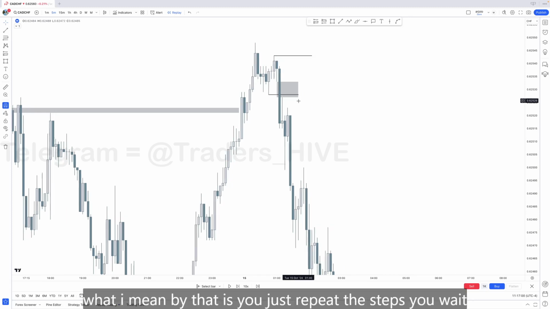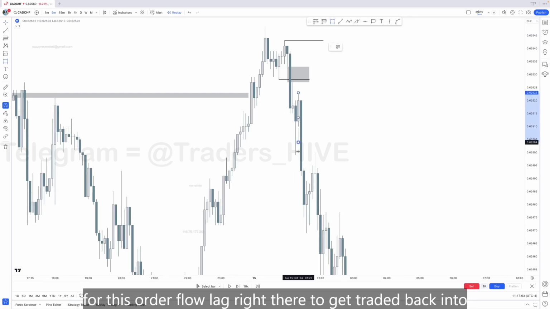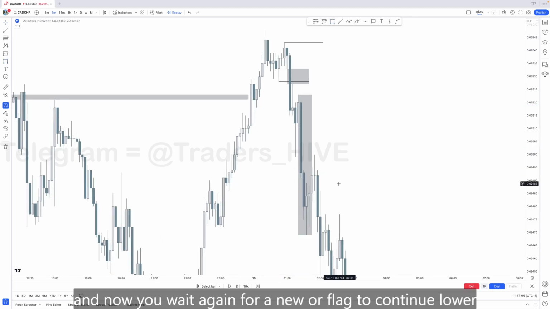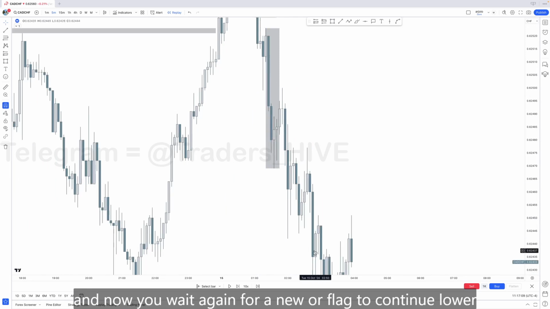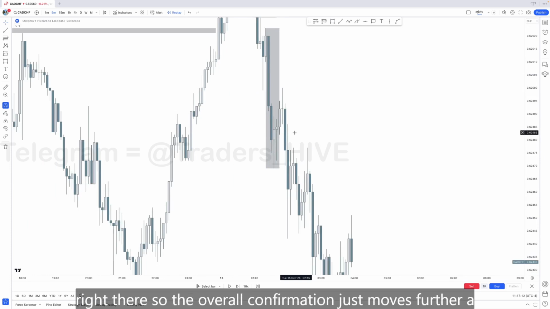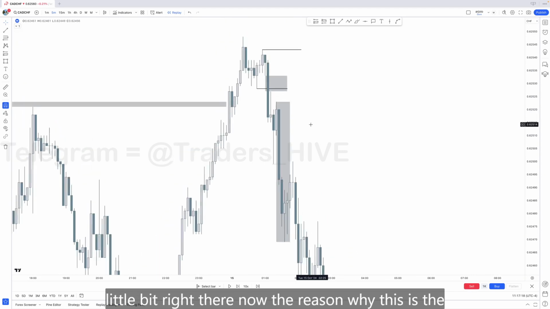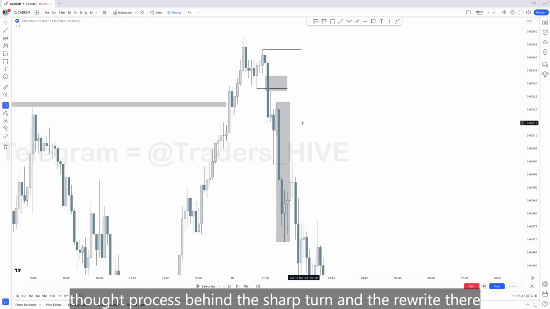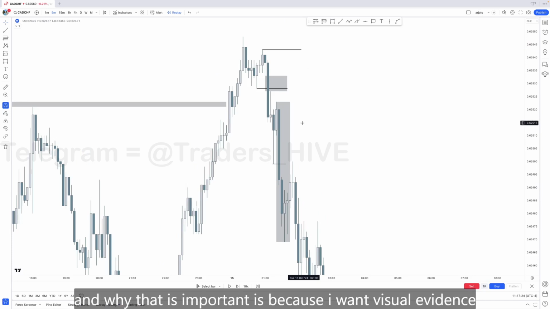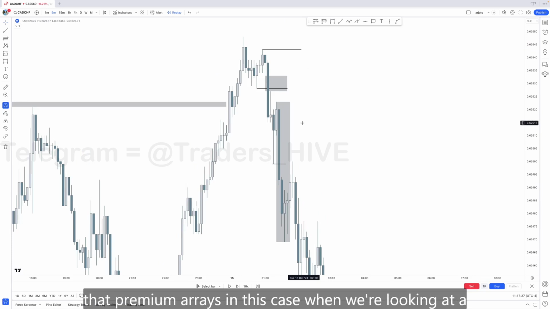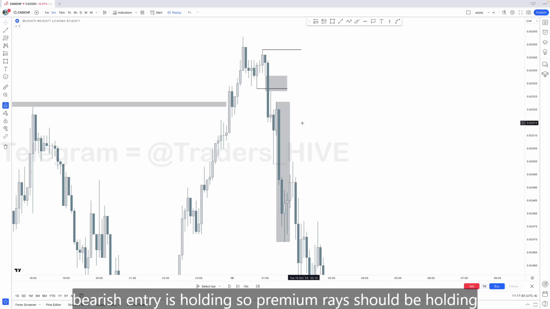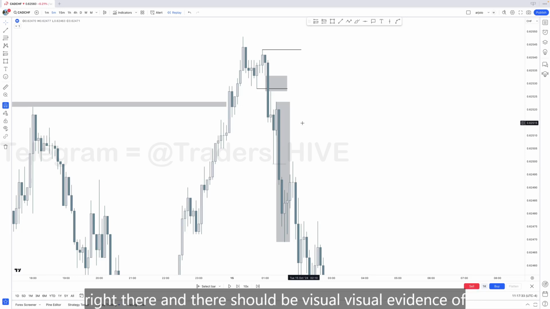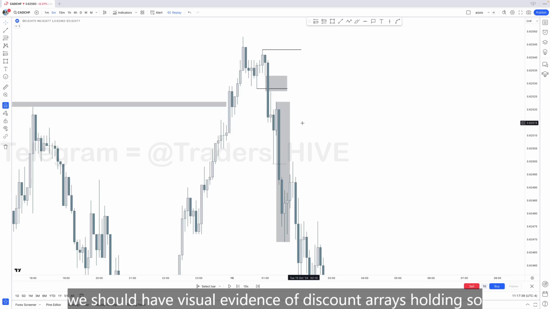So what I mean by that is you just repeat the steps. You wait for this order flow leg right there to get traded back into, and now you wait again for a new order flow leg to continue lower right there. So the overall confirmation just moves a little bit further right there. Now, the reason why this is the thought process behind the sharp turn and the re, and why that is important, is because I want visual evidence that premium arrays, in this case, when we're looking at a bearish entry, are holding. If we're talking about a bullish entry, we should have visual evidence of discount arrays holding.